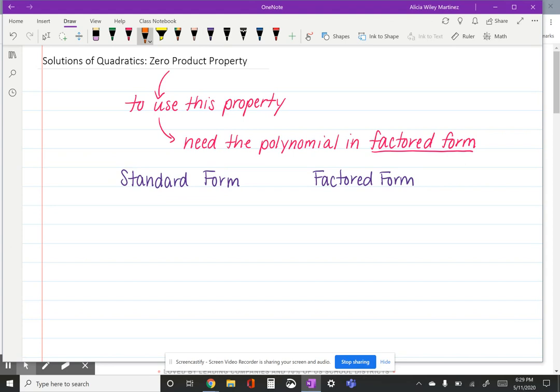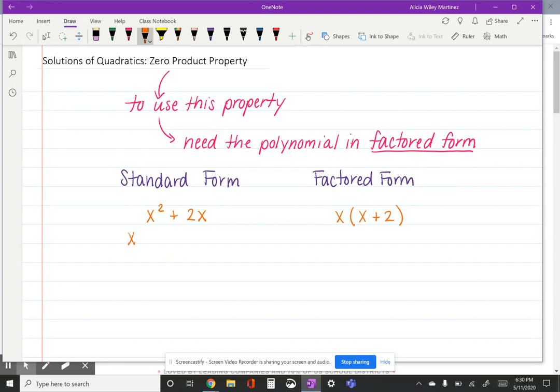So standard form of a quadratic would be something written in the form of ax squared plus bx plus c, so something like x squared plus 2x. Factored form is a product of polynomials that you get when you factor this. So this, for example, has a GCF of x, and you get x plus 2 when you divide that out. This is the standard form. This is the factored form.